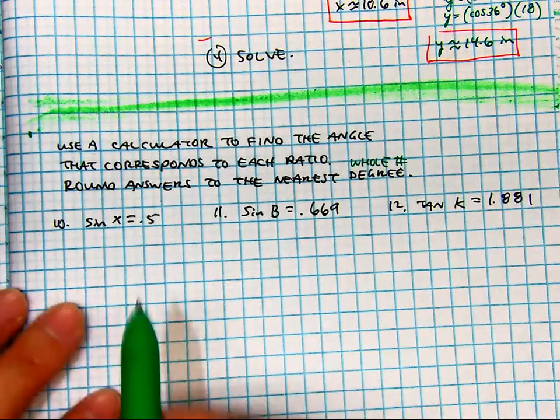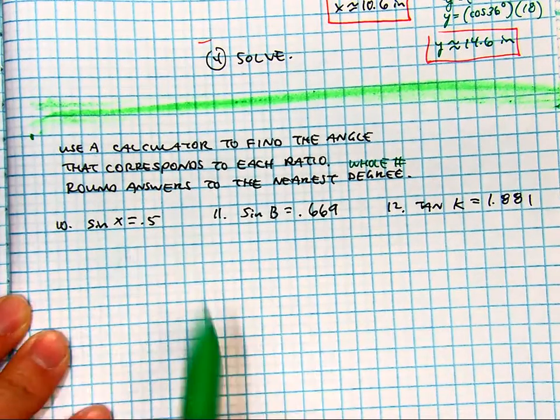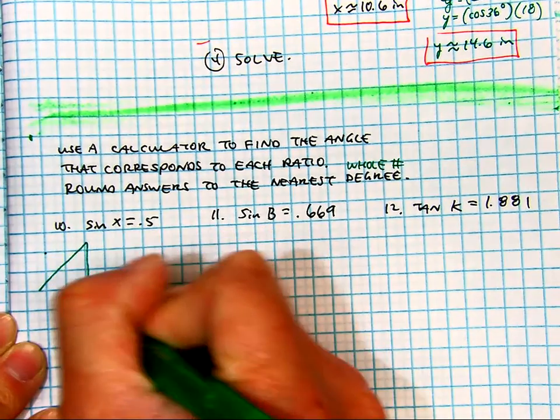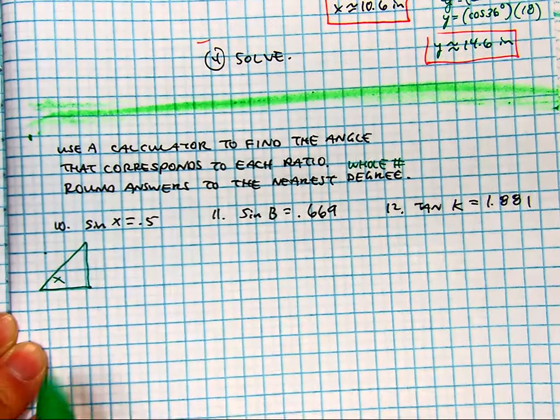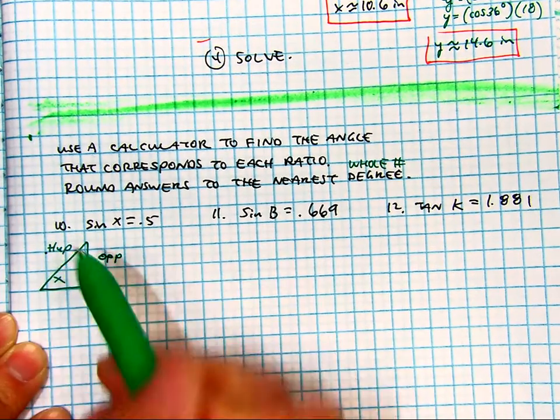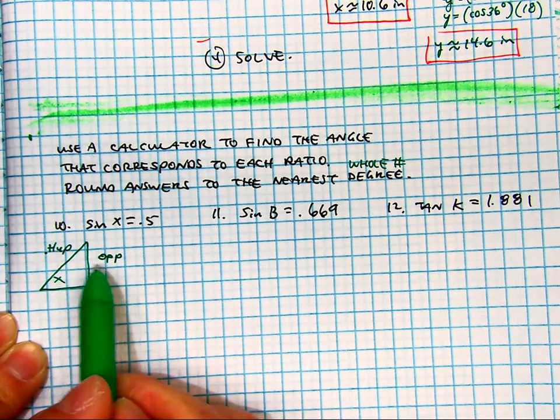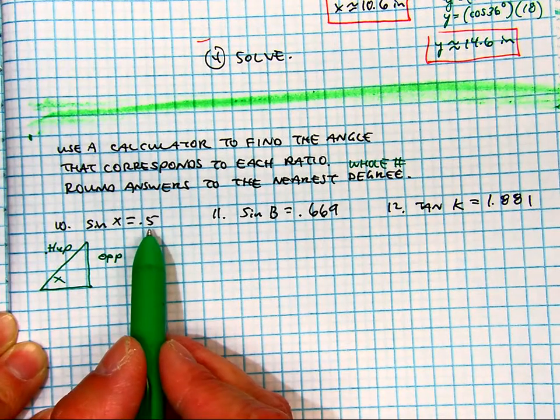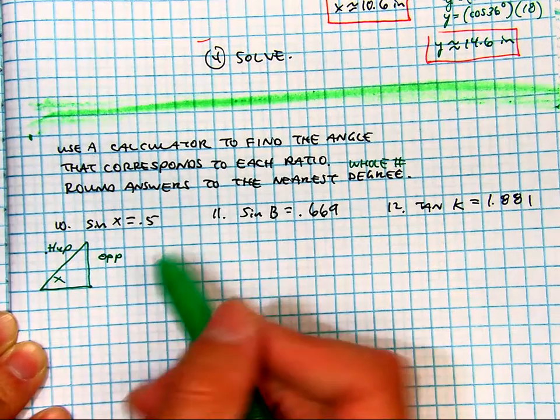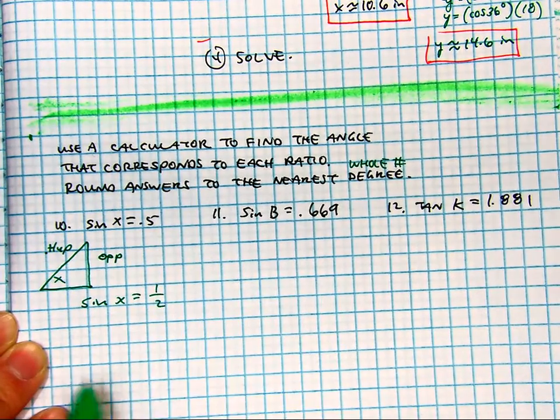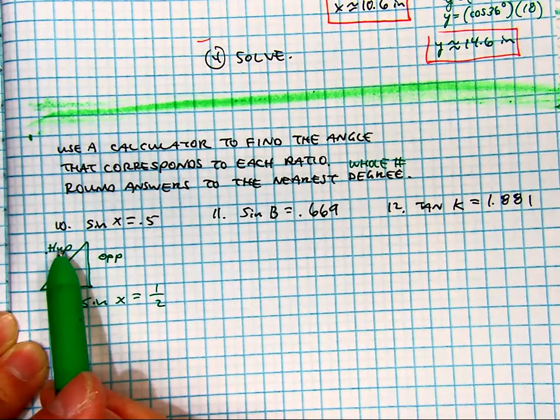Number 10 says sine of x equals 0.5. I just want to draw you a visual of actually what we're doing here. You have this angle, and we don't know the opposite over the hypotenuse. We don't know what these side lengths are, but what I do know is that the ratio is 0.5. Now you could turn that decimal into a fraction, and then I can figure it out. The opposite is 1 and the hypotenuse is 2.